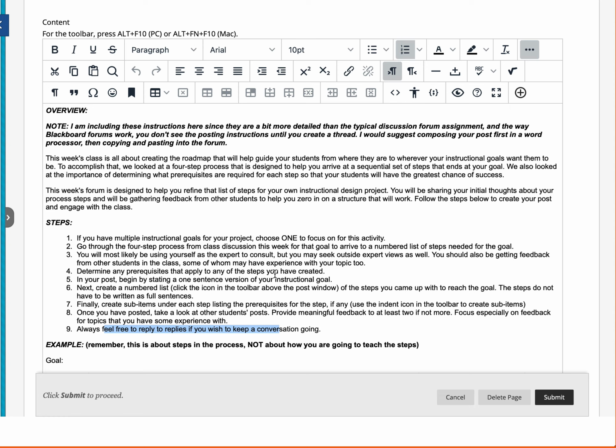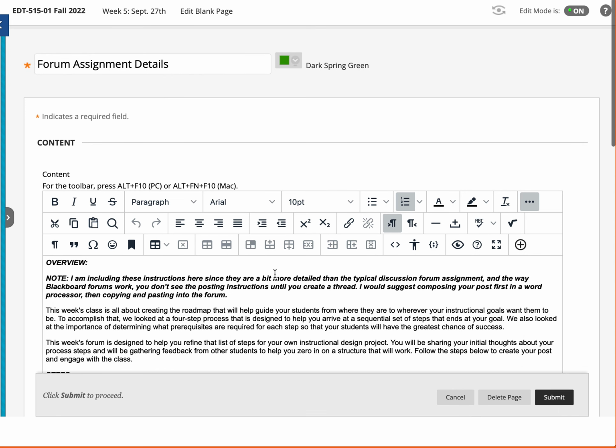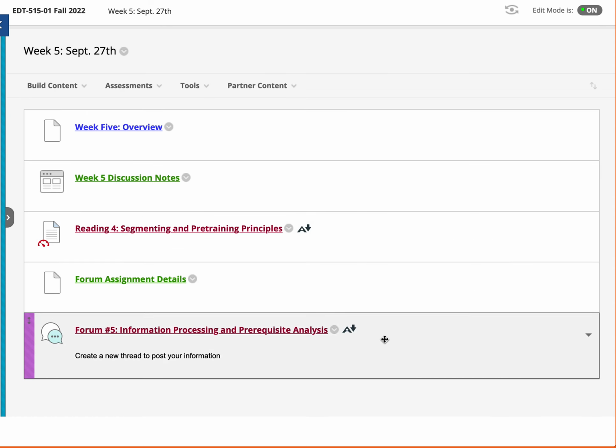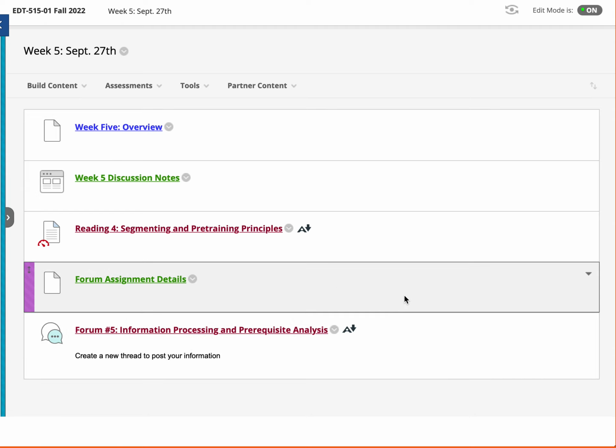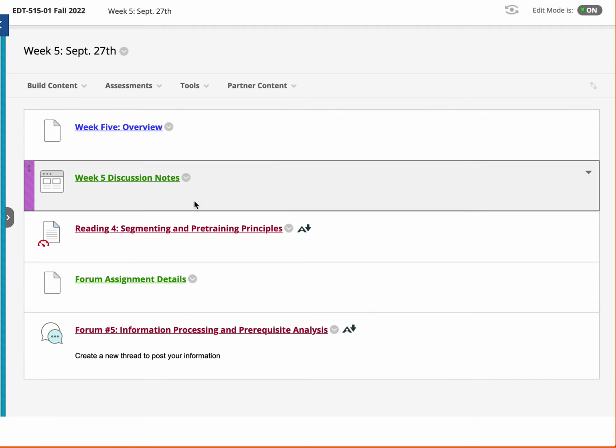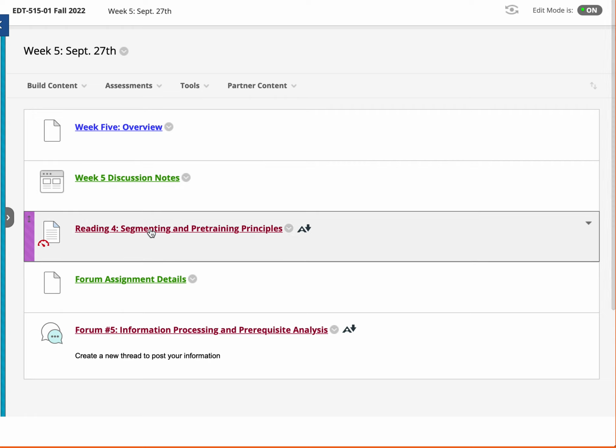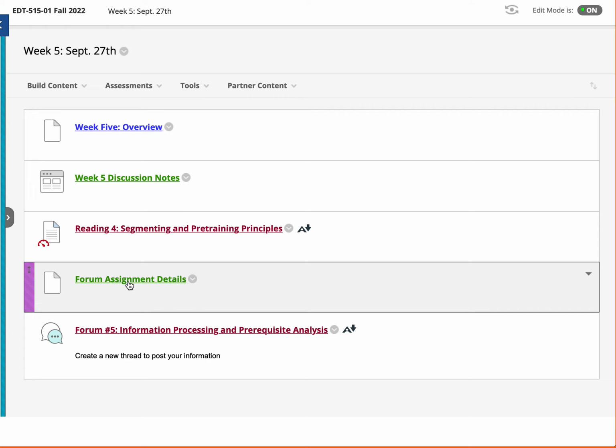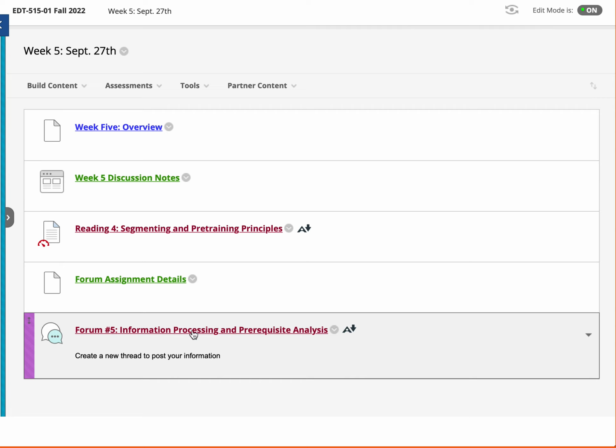But beyond reading the chapter on segmenting and pre-training, which will just support these same ideas, really that is the work for the week. Take a goal, tear it apart, figure out what the roadmap is that's going to help students get to the goal in the end. So the chapters here, reading number 4, the page I was just on, the forum assignment details, just so you know what the forum post is, and then obviously the forum itself where you'll create your thread and do your post.